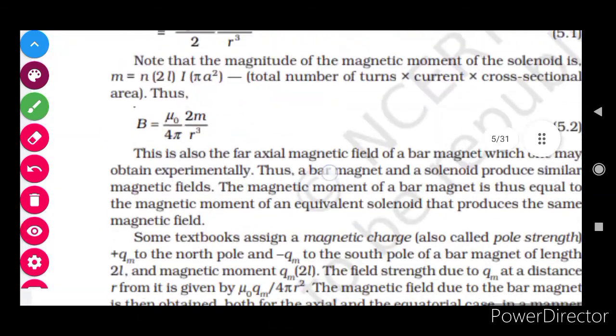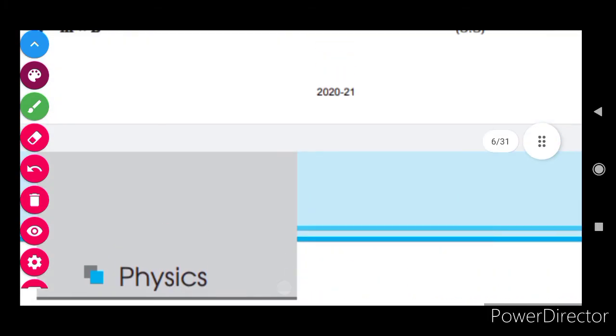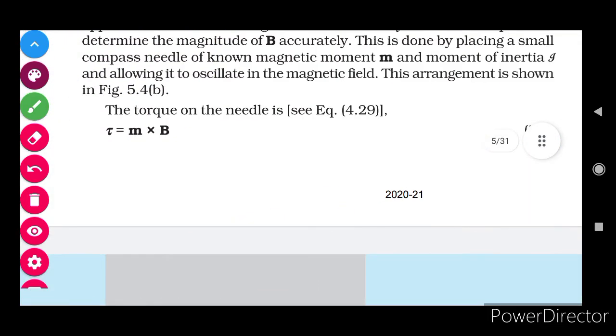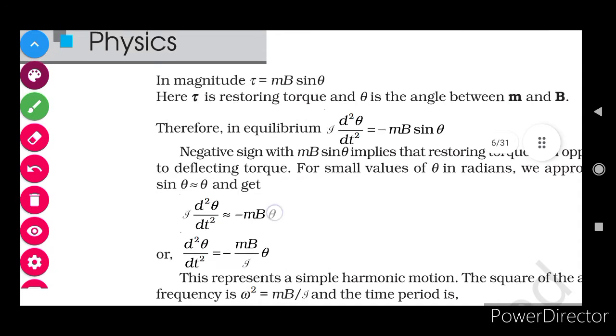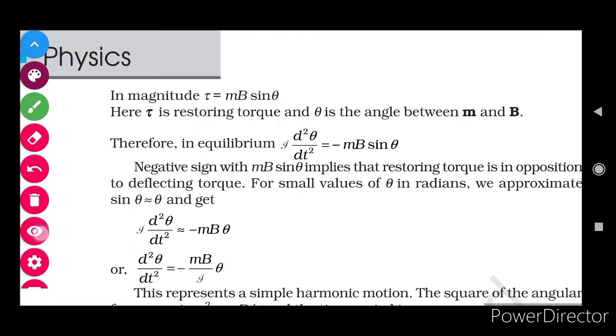Now the torque will be M cross B. In magnitude this will be MB sin theta, where theta is the angle between M and B. And tau is the restoring torque. Therefore in equilibrium, the deflecting torque will be equal to the restoring torque.